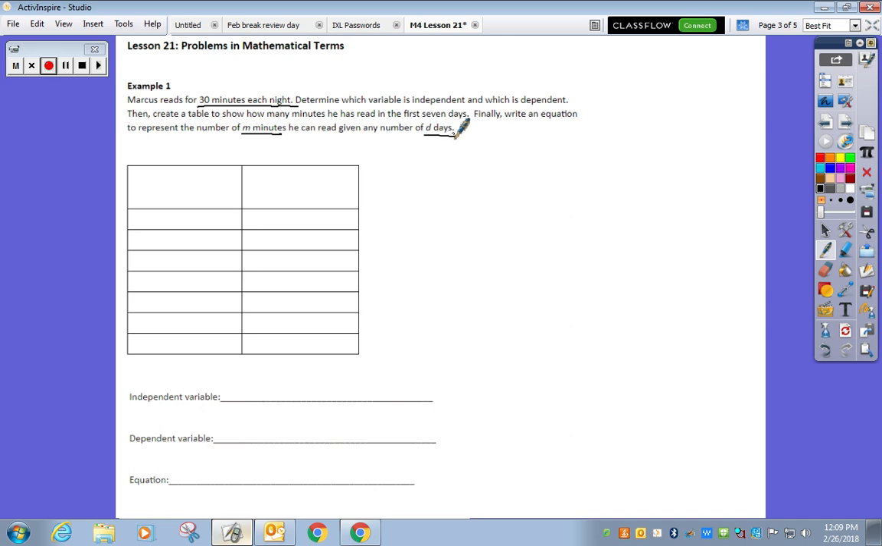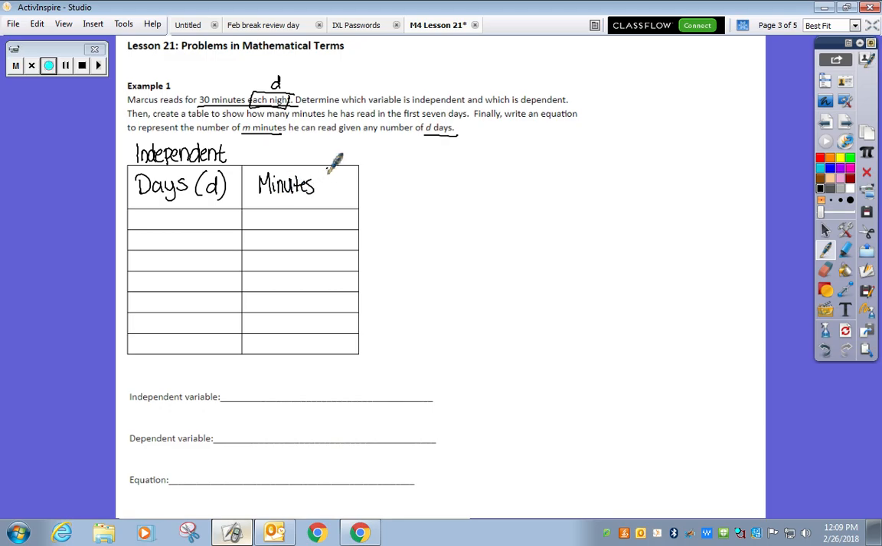So in this case, he's reading for 30 minutes each night, and we're going to think of each night as a day. So that is our day there. So the number of minutes he reads for depends on how many days there are. So our days, or d, is our independent variable. I can choose any number of days. I can just pick a number of days and determine how many minutes he's read based on those number of days. The minutes, therefore, are going to be our dependent variable.